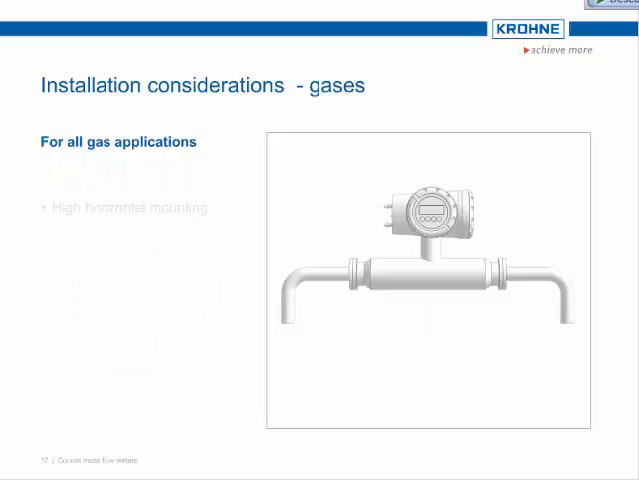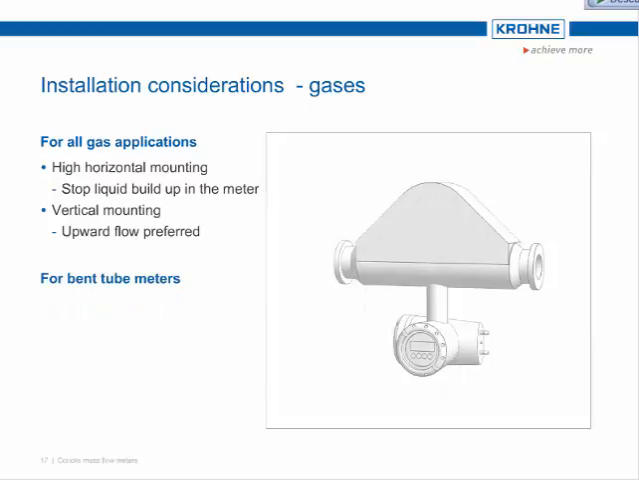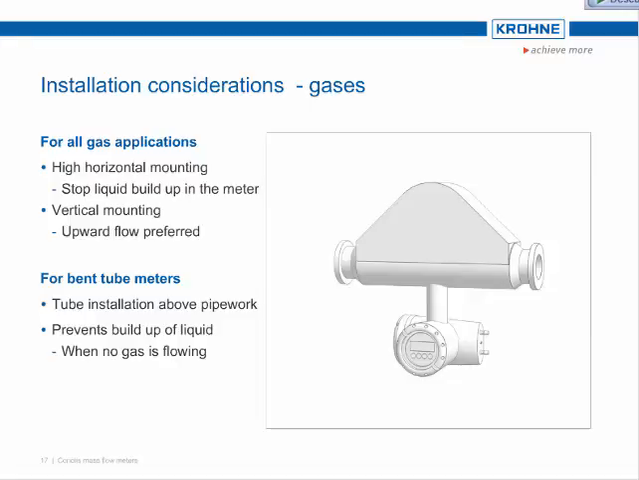For all gas applications, the location of a horizontally installed meter should be high up in the pipework system to stop liquid buildup in the meter. For a vertical mounting, upward flow is preferred, but downward flow is possible. For bent tube meters in a horizontal mounting, install bent tube meters upside down with the measuring tubes above the pipework to prevent buildup of fluid in the measuring tubes when no gas is flowing. These last two installation considerations are the opposite of how a meter should be installed for a liquid process application.